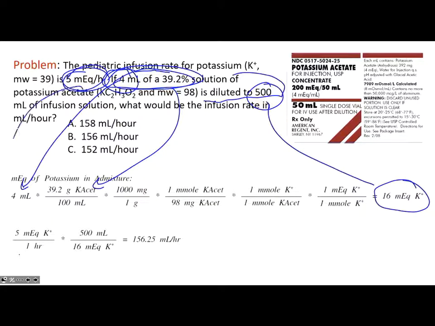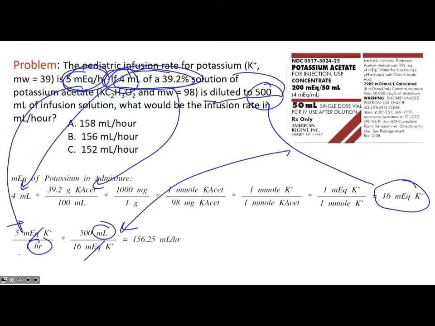So let's start with what I want, which is 5 milliequivalents of potassium per hour. Let's multiply it by this concentration. All I've got to do is pull that over, and again, set it up so that my milliequivalents of potassium cancel, and I get milliliters per hour. So essentially, if you do it like that, you get 156.25 milliliters per hour.